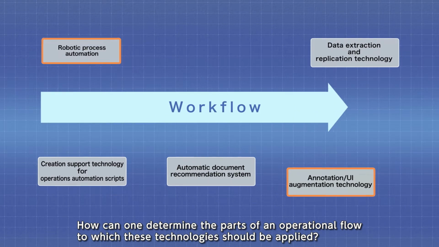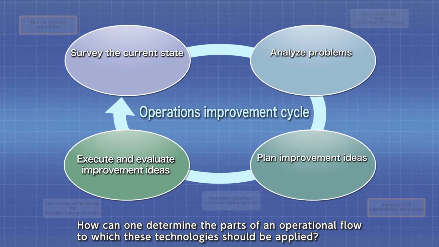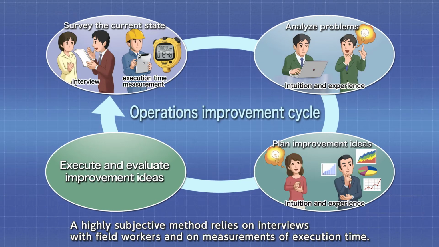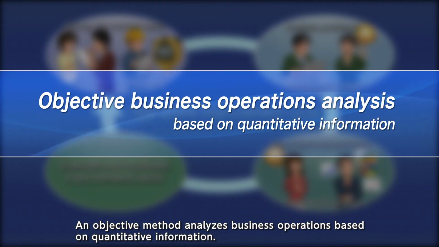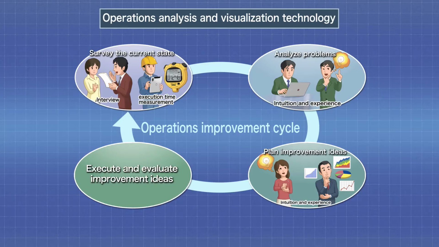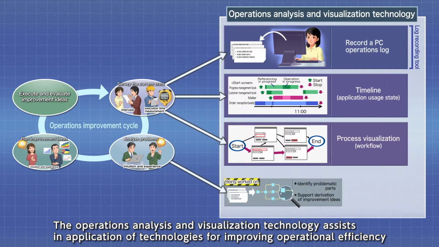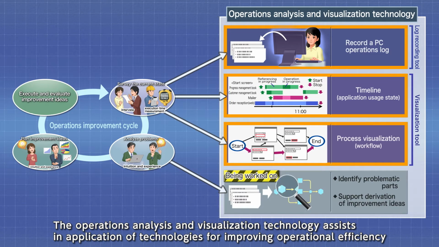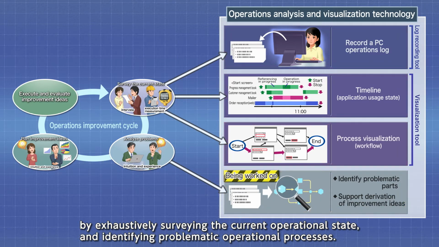How can one determine the parts of an operational flow to which these technologies should be applied? A highly subjective method relies on interviews with field workers and on measurements of execution time. An objective method analyzes business operations based on quantitative information. The operations analysis and visualization technology assists in application of technologies for improving operational efficiency by exhaustively surveying the current operational state and identifying problematic operational processes.